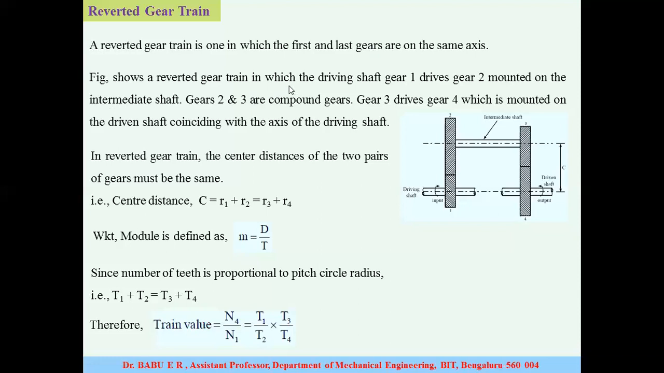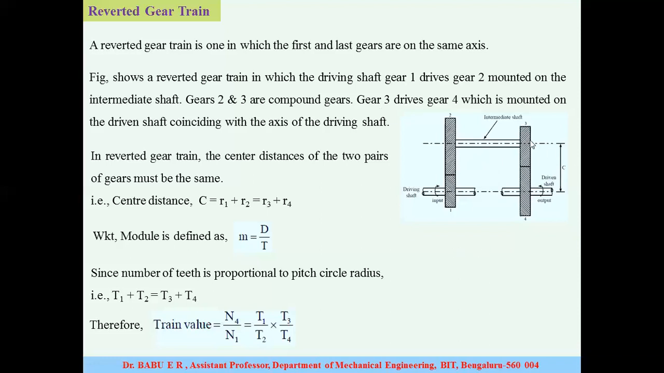The figure shows the reverted gear train in which the driving shaft gear 1 drives gear 2, which is mounted on the intermediate shaft. Gears 2 and 3 we call a compound gear, because two gears are mounted on the same shaft. Gear 3 drives gear 4, which is mounted on the driven shaft, with the axis of the driving shaft. That is the configuration of the diagram.